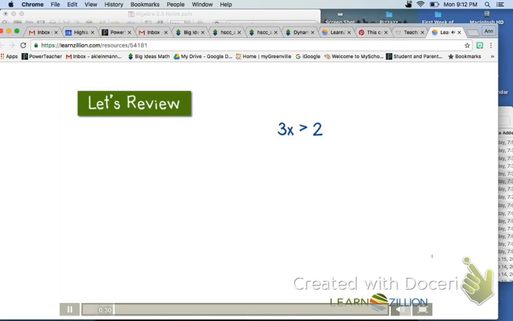First, let's review. If we have this inequality, 3x is greater than 2x plus 7, in order to solve this, we need to have one side be x's and one side be numbers. So first of all, we subtract 2x from both sides, because 2x and negative 2x are additive inverses of each other. Once we do this, we have x is greater than 7. Since there's no coefficient on the x, there's no need to use any multiplicative inverses here.